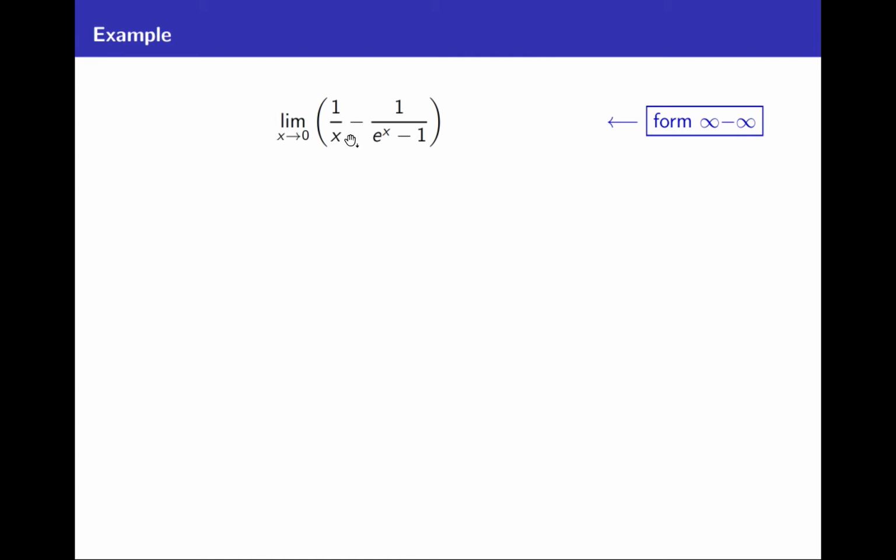And to do that, you might think about getting a common denominator and combining these two fractions. Let's try that. The common denominator would be x times e to the x minus 1. And so to the 1 over x, you'd want to multiply that by 1 in the form of e to the x minus 1 over itself. And to the 1 over e to the x minus 1, you'd want to multiply that by 1 in the form of x over x. And notice in so doing, you get your common denominator of x times e to the x minus 1, and you can combine these two fractions.